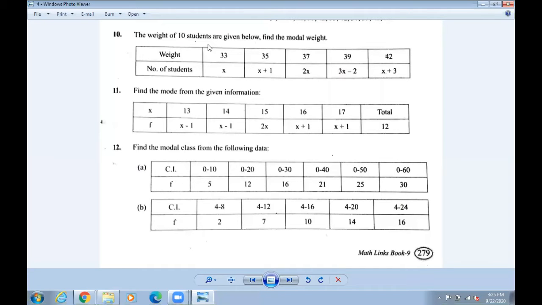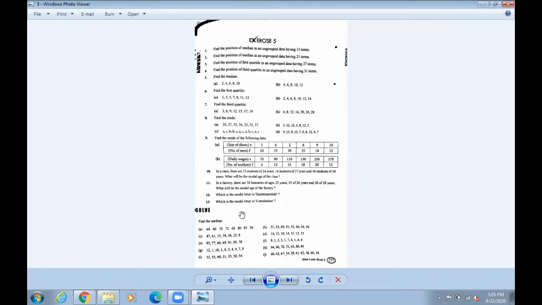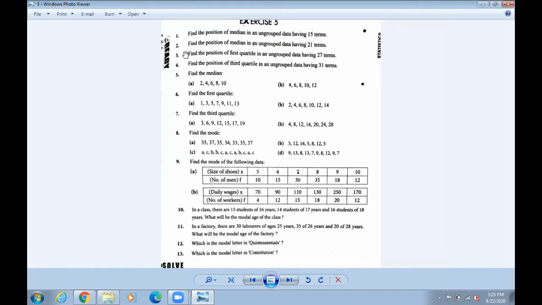Morning, class 9. Okay, so last time we have done up to question number 9. So let us continue with question numbers 10, 11, and 12 today. Not only question numbers 10, 11, 12, we will also do the previous numbers, so let's get ready. We have not done the previous numbers, so today we are going to do all these numbers also. Okay, so let us go quickly.